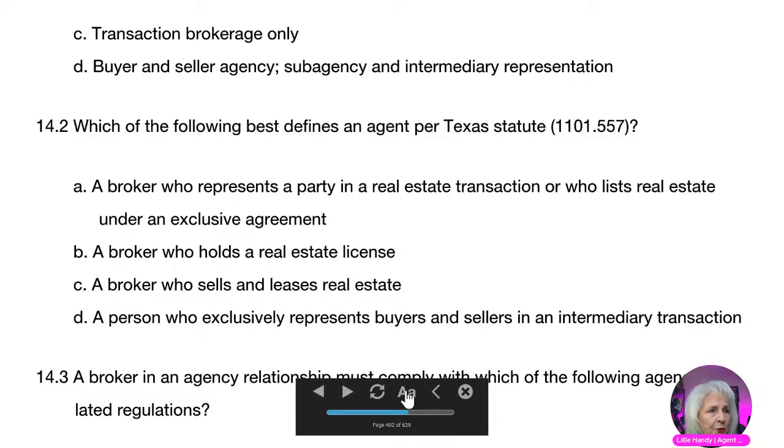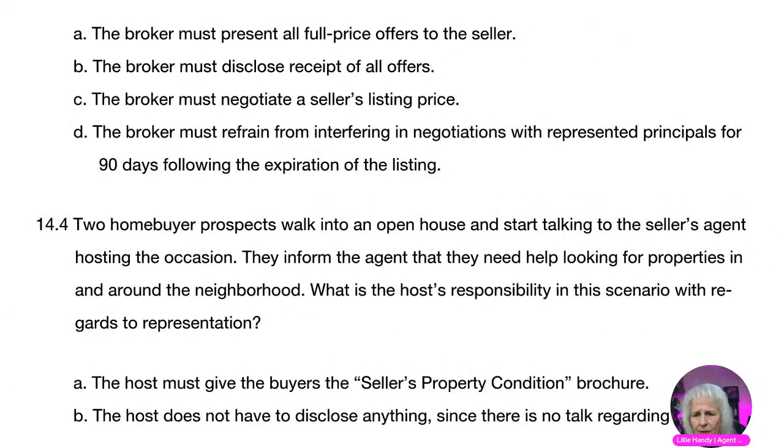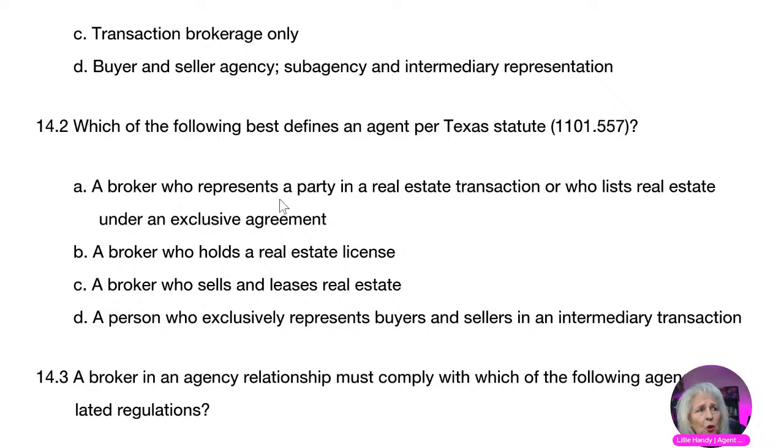All right, 14.3. So the answer was B, a broker who holds a real estate license. Is that correct? No, I'm sorry. I typed the wrong answer, like I said. It's a broker who represents a party in a real estate transaction who lists real estate under an exclusive agreement. So let me correct 14.2. I'm going to delete that. It's 14.2A. And should you ever catch me writing the wrong answer, please let me know, because it does happen, like right now.